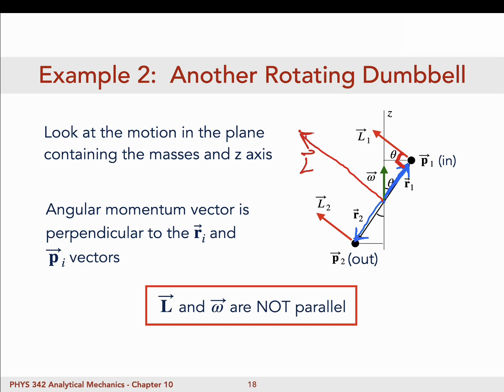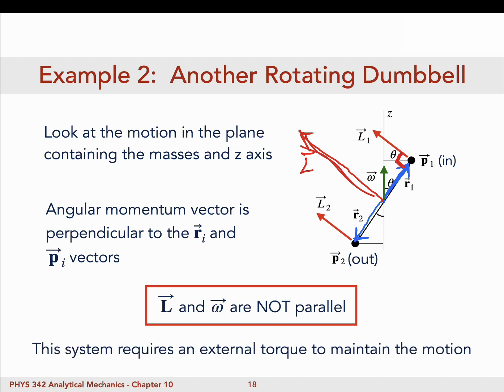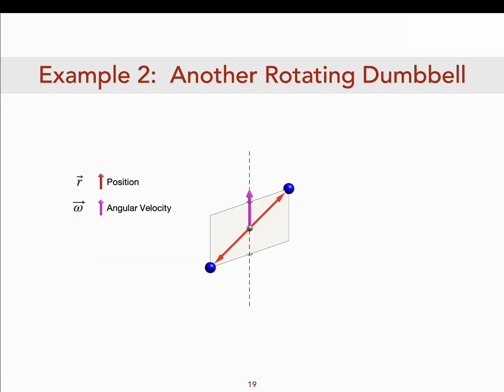So the total angular momentum vector is not parallel to the angular velocity vector. L is not parallel to omega. What that means is this system does require a torque to keep it spinning like this. All right, let's see what this looks like in the animation.